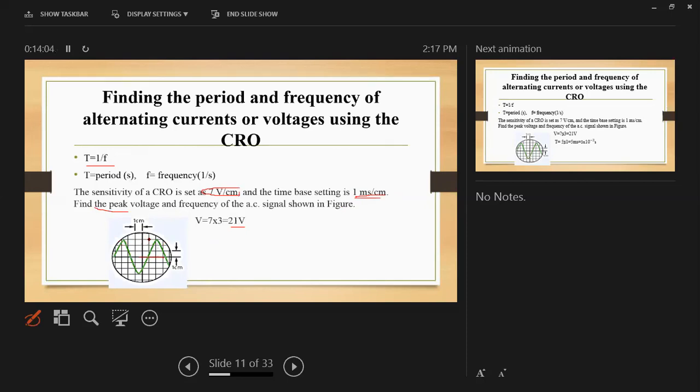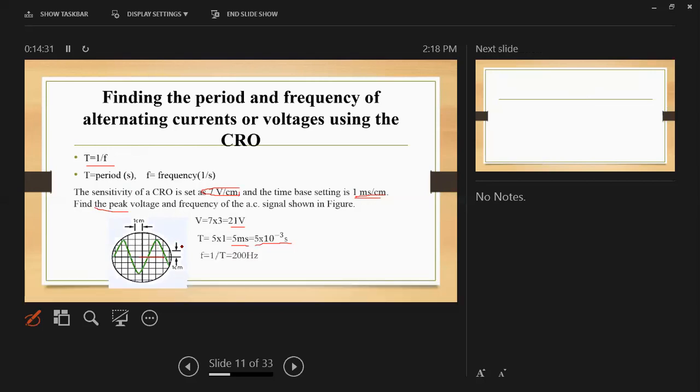That means our period will be 1 millisecond per centimeter times 5 centimeter. When you multiply it, you find the period is 5 milliseconds, which means 5 times 10 power negative 3 seconds. To find the frequency, remember frequency is 1 over period. So 1 over 5 times 10 power negative 3. When you divide it, you find the frequency of this wave is 200 hertz.